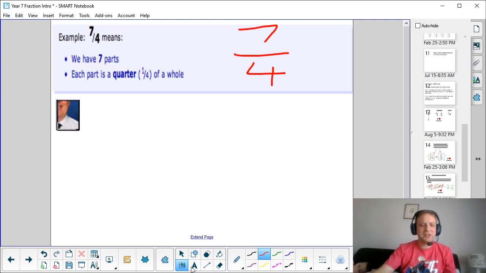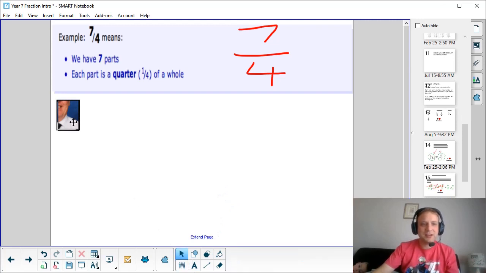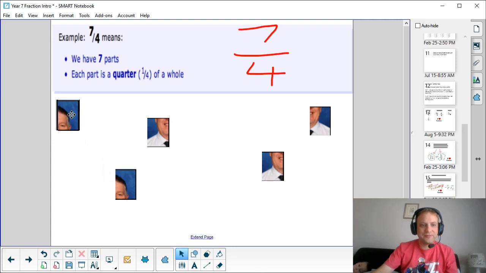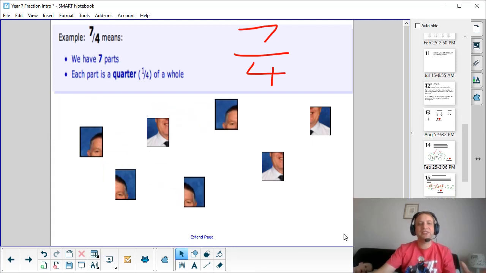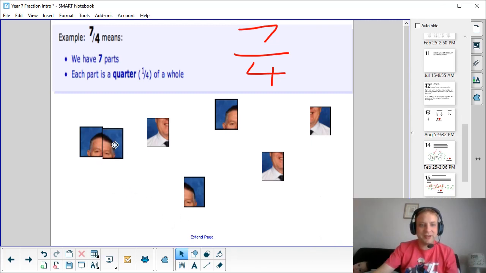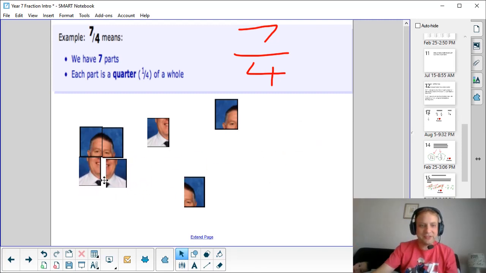So if we want to visualize what that means, it'd be like cutting someone's picture right into quarters and having 7 of them. And then what we're going to make you think about today is if I have 7/4 of something, how many whole amounts of something do I have, and then what's left over? So with these 7/4 I've got, I could try and put my quarters together to try and make something whole. This one goes here, this one goes there, a bit of a jigsaw puzzle.